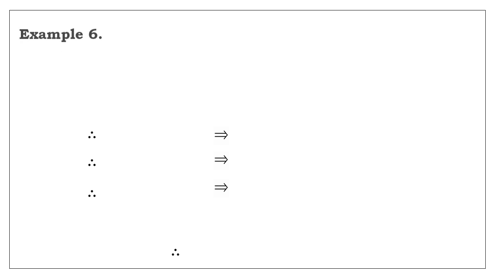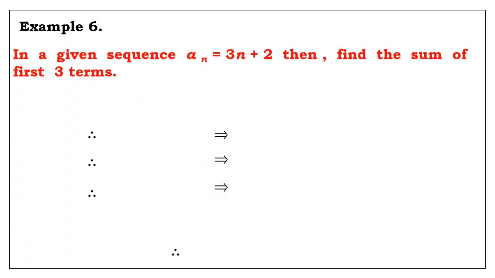Now take one more example. Example 6. Now here the question is, in a given sequence, an equals 3n plus 2, then find the sum of first 3 terms. So here the sum of first 3 terms is nothing but S3. Sum of first 3 terms is denoted by S3. To get the S3 value, we know that S3 equals A1 plus A2 plus A3. Therefore the required solution, first you write the sequence.